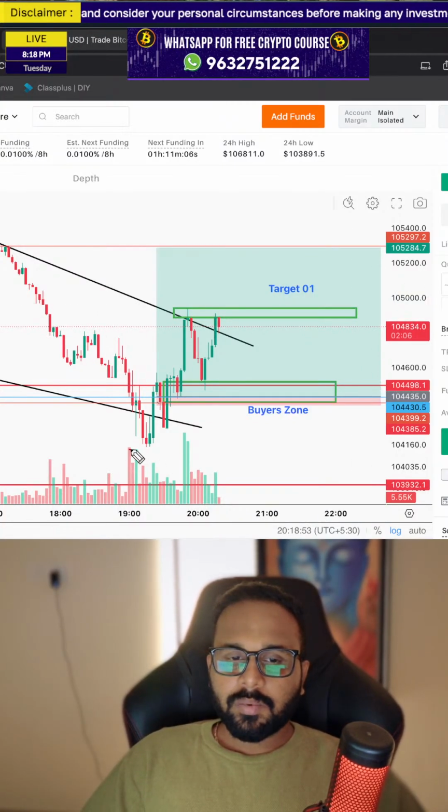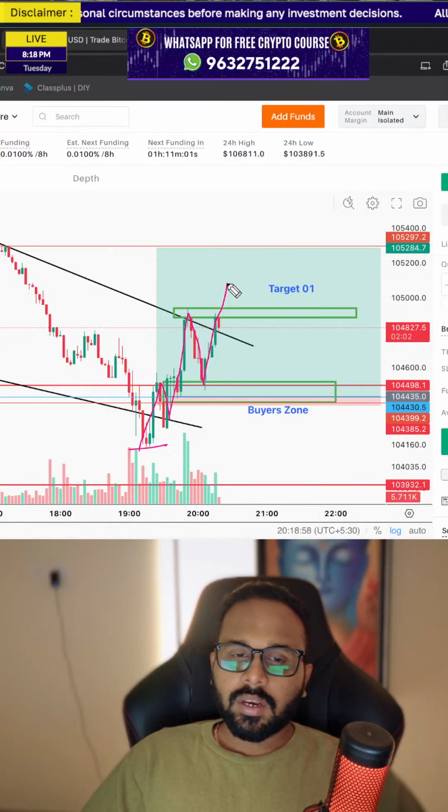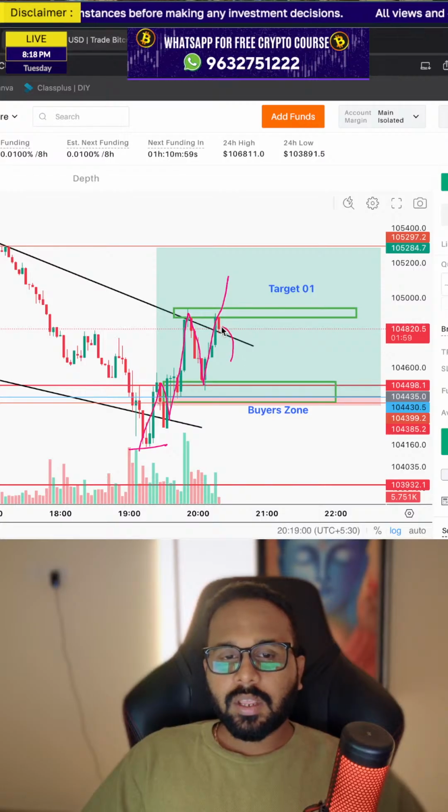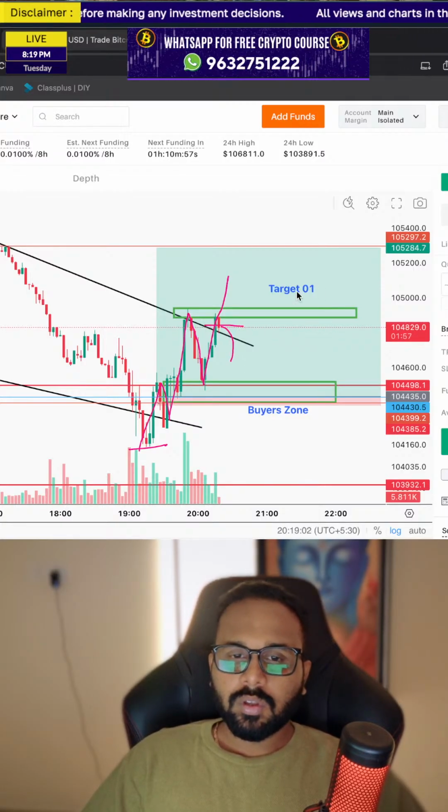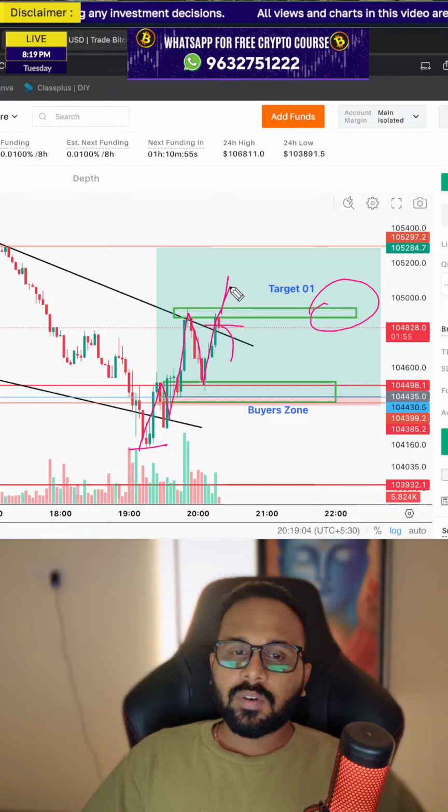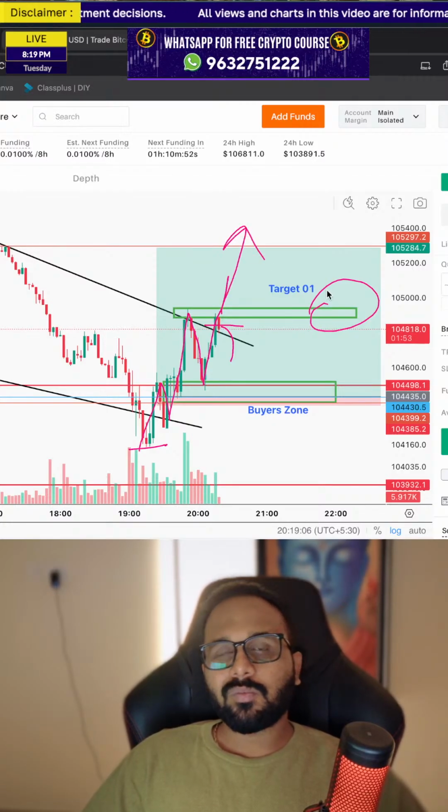From the low, what is happening? Low, high, higher low, higher high, higher low. Now if one more higher high forms, by that time we can move the stop loss to the target one zone. From there, whatever we get is kind of a bonus, we can say.